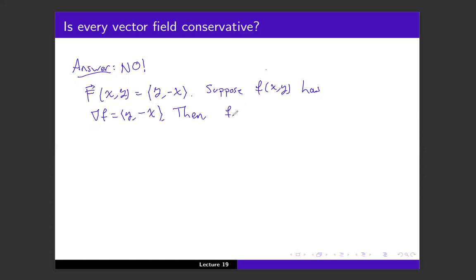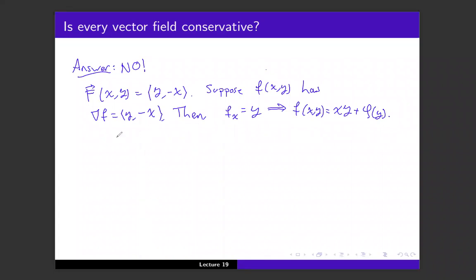Well, that means that f sub x, if you differentiate with respect to x, you get y. Okay, well, we anti-differentiate that. That means that f(x,y) has to be equal to xy plus some other function, which I'm going to call phi of just y. When phi is purely a function of y, if you anti-differentiate it, right?